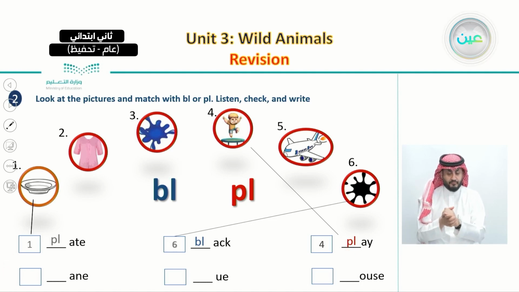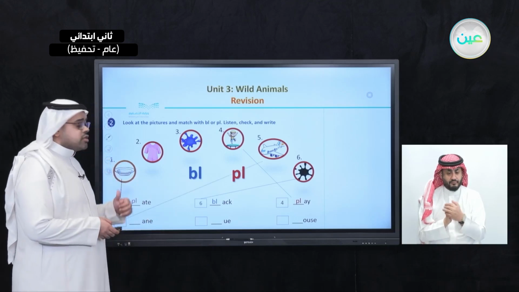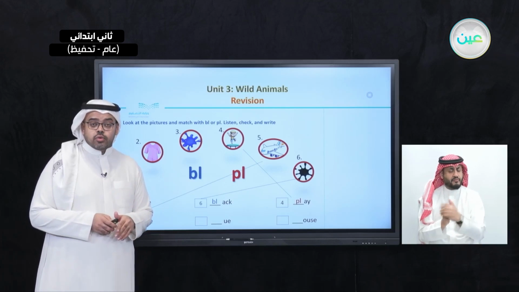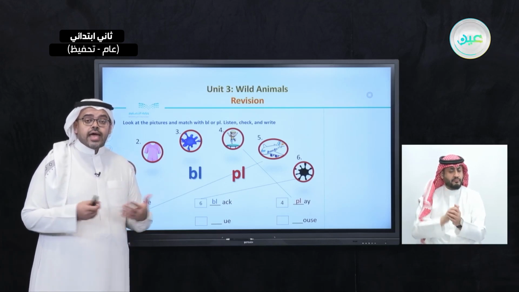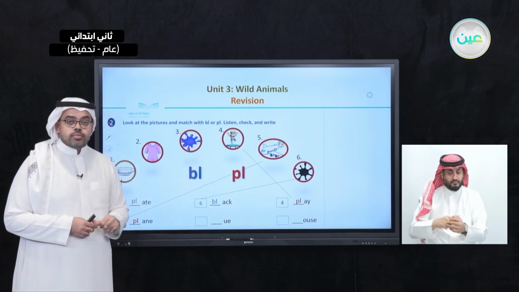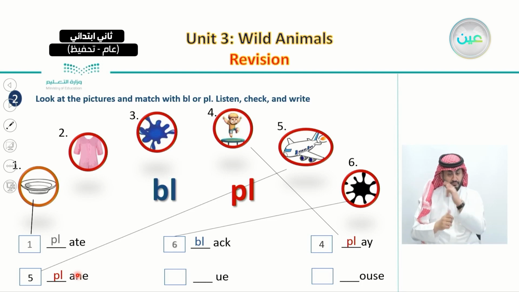So now we have 3 pictures remaining. What do you think? Which one of these pictures has these letters in it, A, N, and E? We said last time that this word matches picture number 5, and it starts with PL, as in plane, plane. So say it with me, plane, plane. Very good.